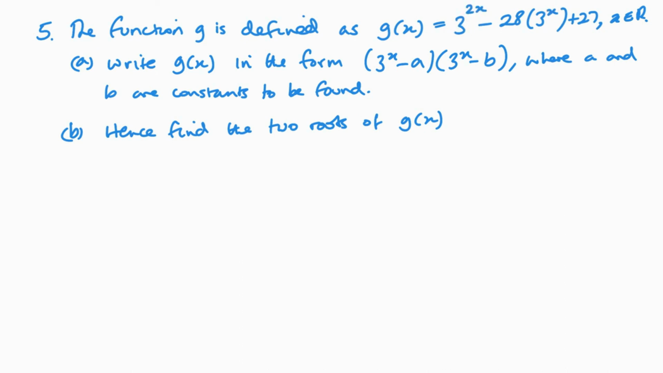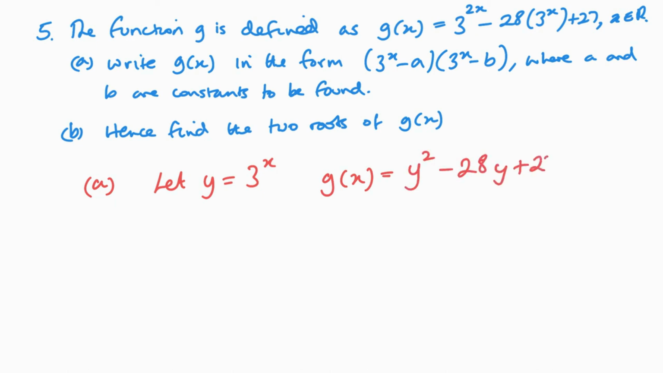Just so that you know, 3 to the x, all squared, is the same as 3 to the power 2x. Remember your rules of indices there. But what we'll do on this one, just to make it a little bit easier, is let y equals 3 to the x. Therefore g of x is equal to y squared minus 28y plus 27.